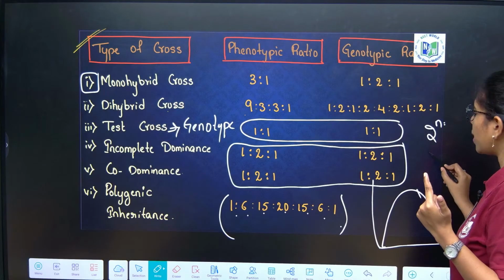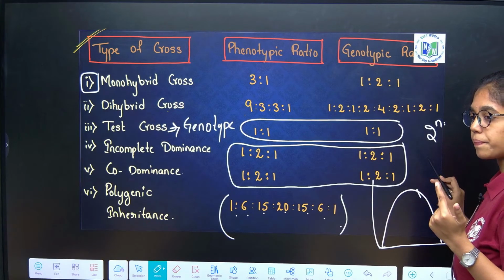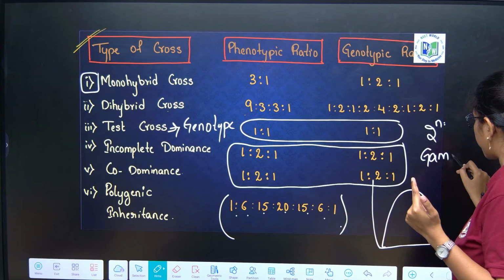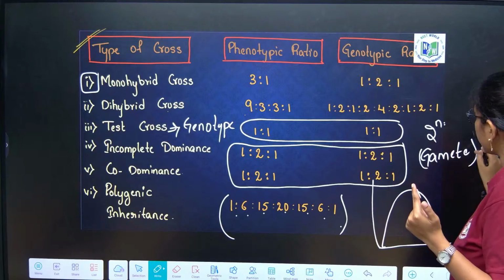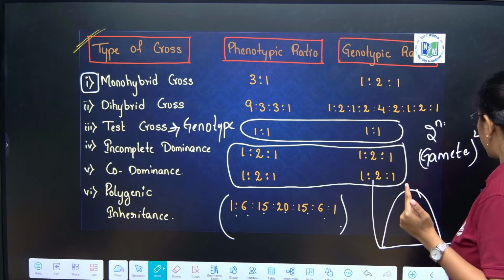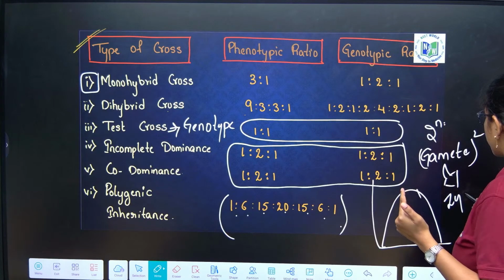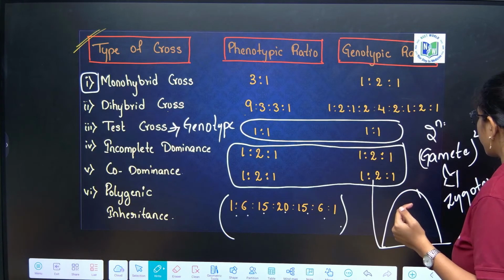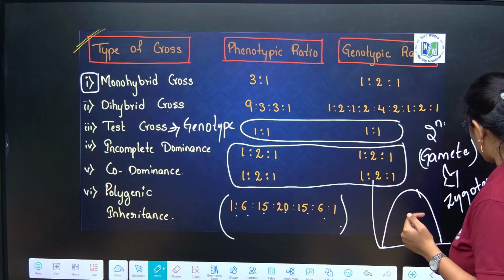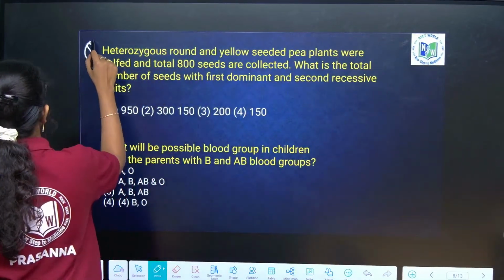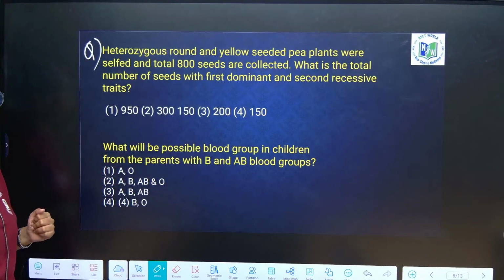Next, the second formula we have used is gamete square. So, this gives you what? The number of zygotes. Clear, right? Understood? Now, questions. Answer these, very important and very useful questions.